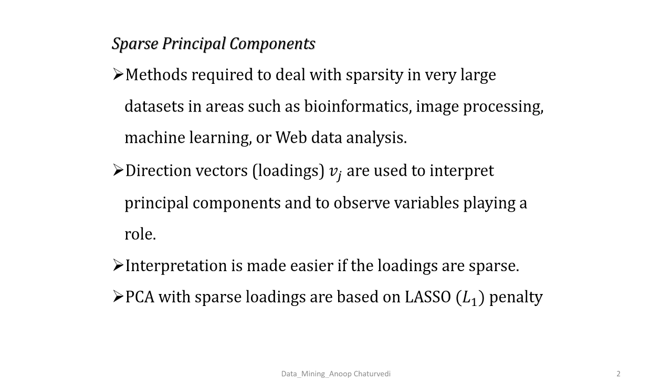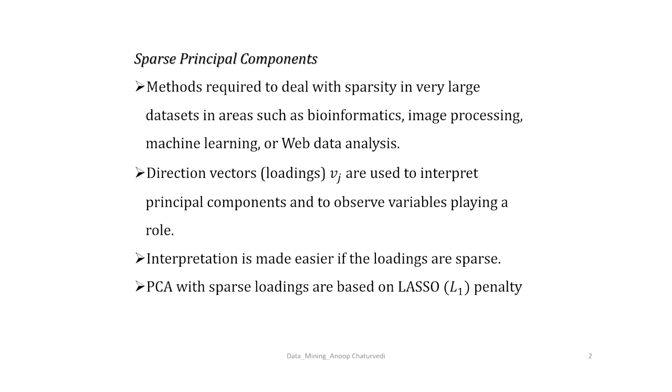Now, first we consider the sparse principal components. These are the methods which we require to deal with sparsity in very large data sets in different areas such as bioinformatics, image processing, machine learning or web data analysis. In the context of the multiple linear regression model, we have considered this problem, the problem of sparsity, and to resolve it we go for an alternative shrinkage estimation procedure like lasso. In lasso, we use an L1 penalty function, which makes some of the regression parameters equal to 0. A similar kind of approach we will follow in principal component analysis also to deal with sparsity.